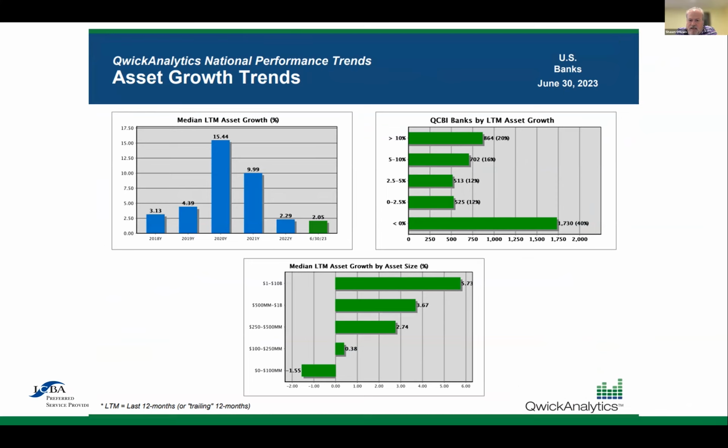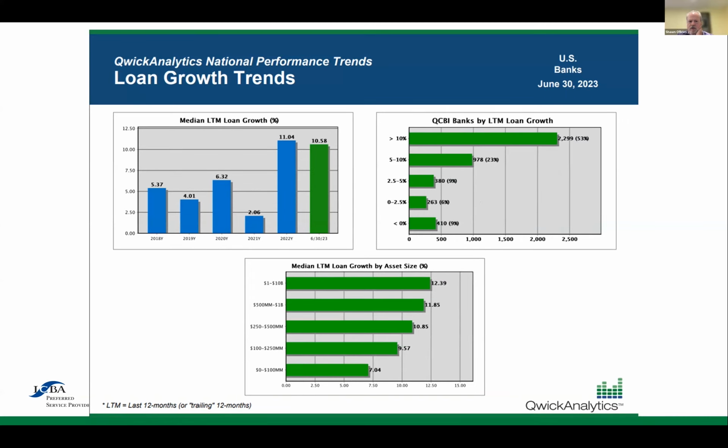Here, today, over the last 12 months, 40% of the banks in the country saw no asset growth. The median value was about 2%, but you can see here 40% of the community banks in the country saw no asset growth. You can see it down by asset size. Not surprisingly, the 0 to 100 were the most challenged, but even the 100 to 250 million barely saw any asset growth. Loan growth has stayed surprisingly strong.